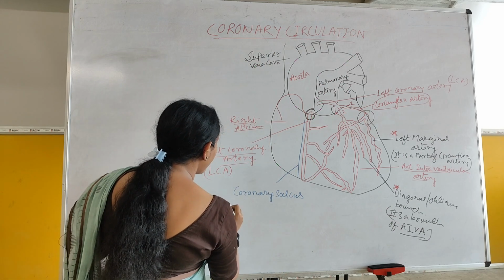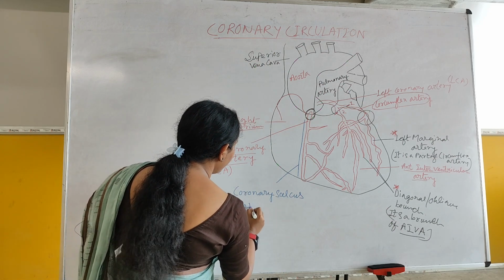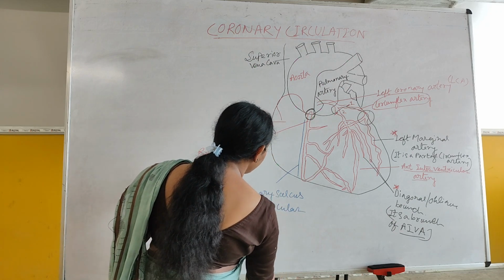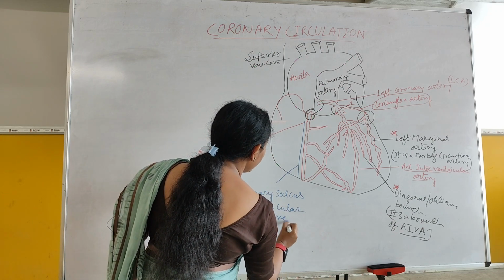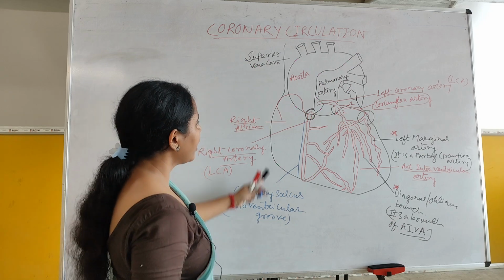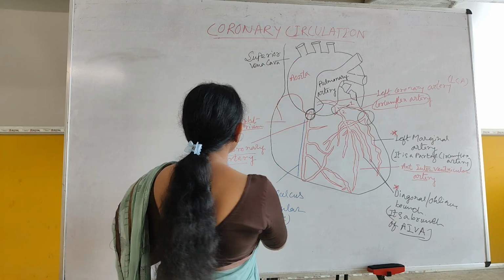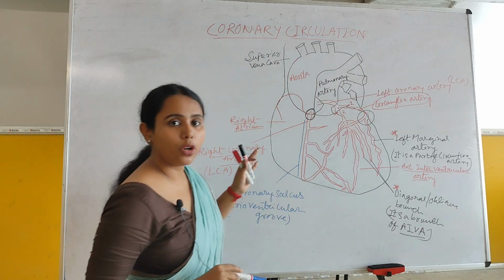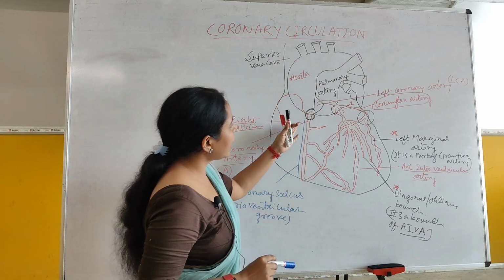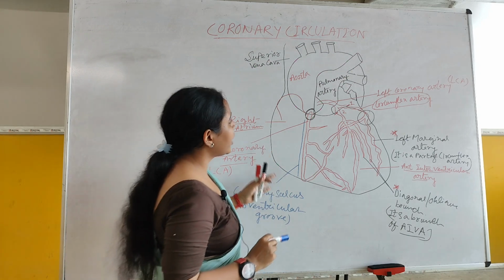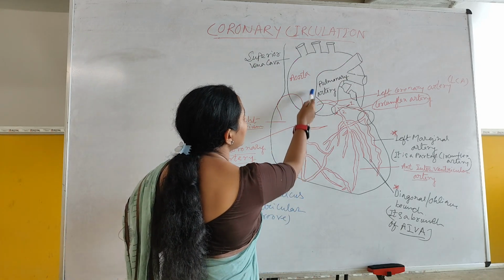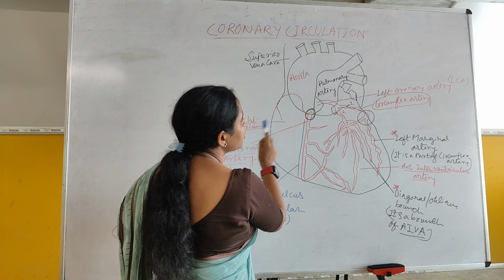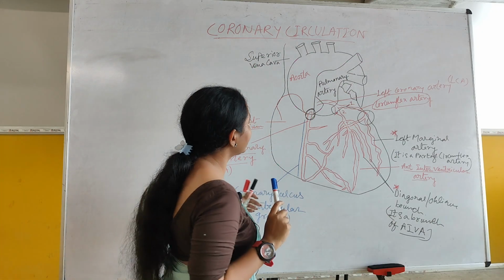This groove is known as the atrioventricular groove or the coronary sulcus. Okay. Next. So it arises from here. After originating from the ascending aorta, it moves between the pulmonary trunk and right atrium.